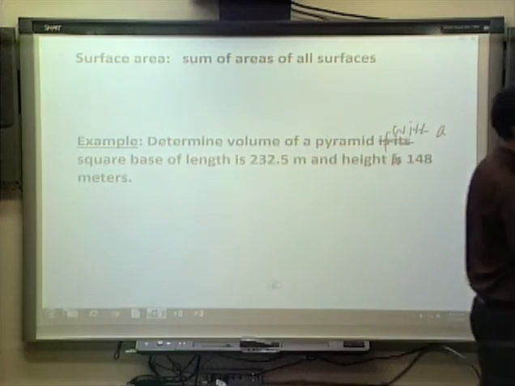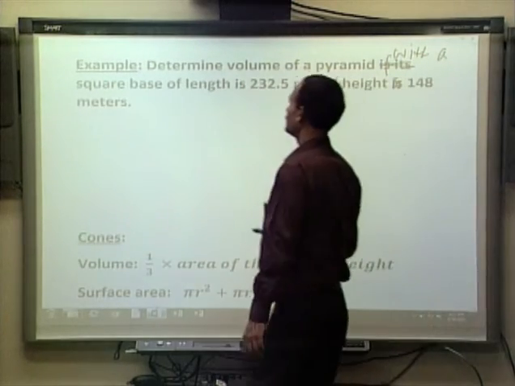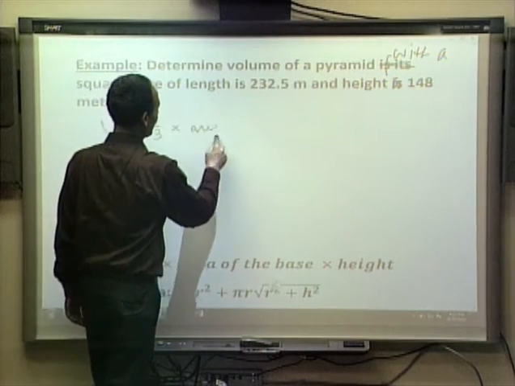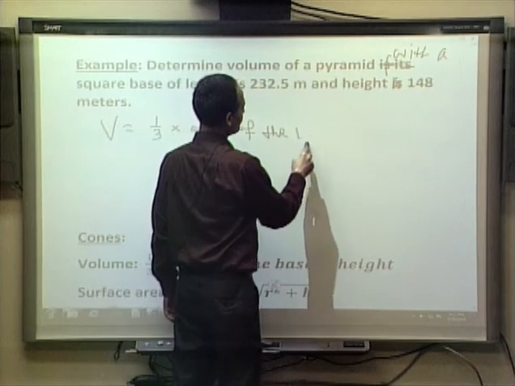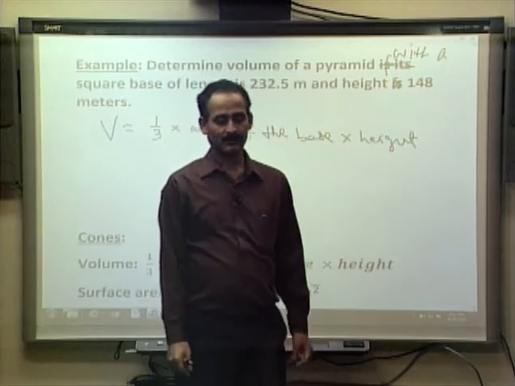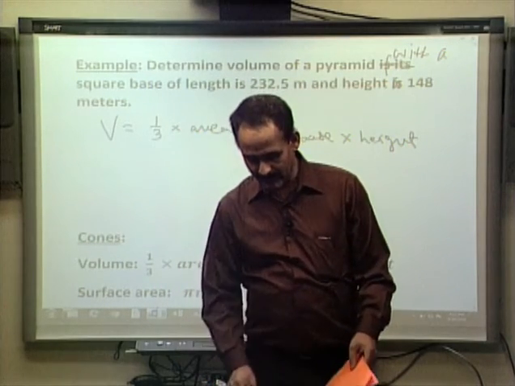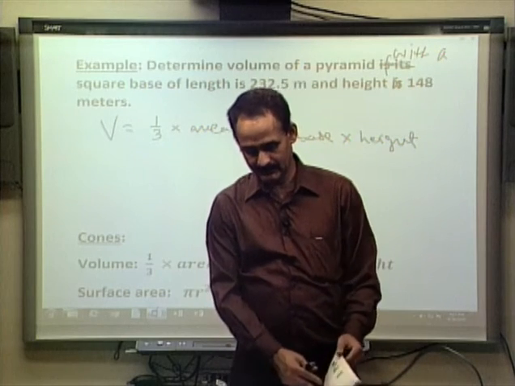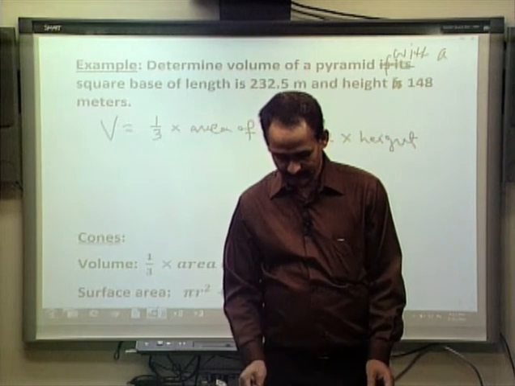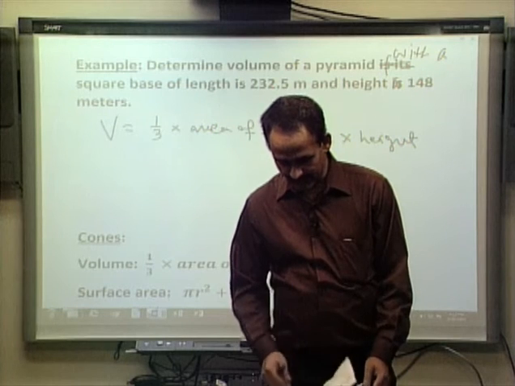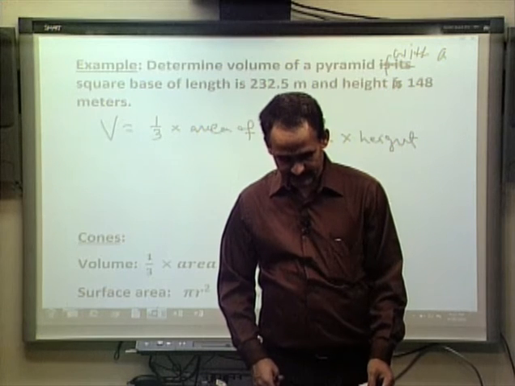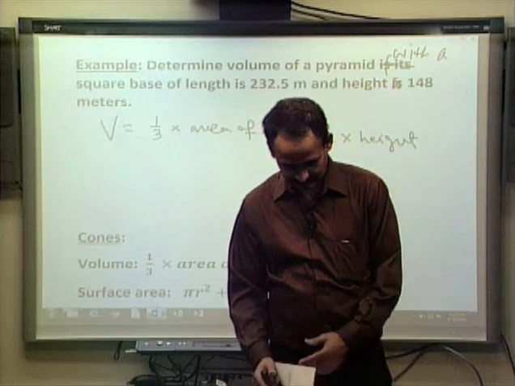Remember, the volume of a pyramid is given by 1/3 times the area of the base times the height.